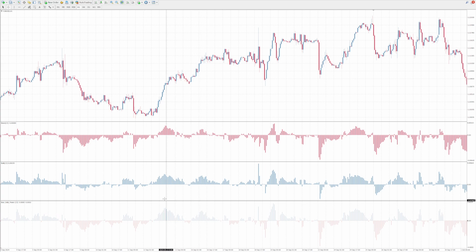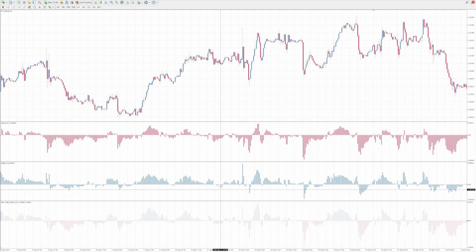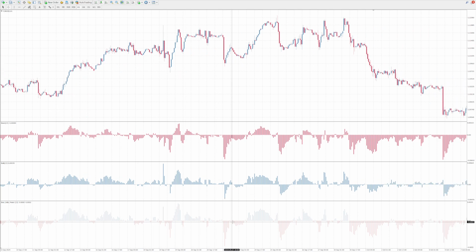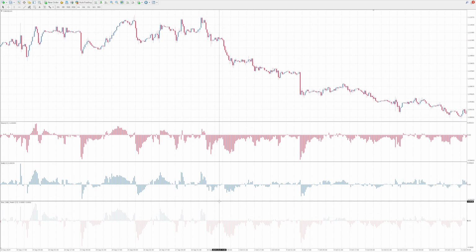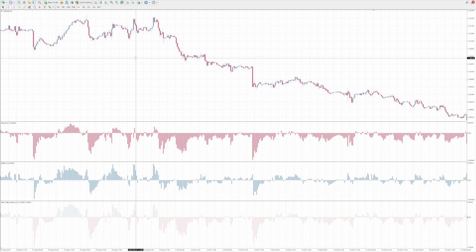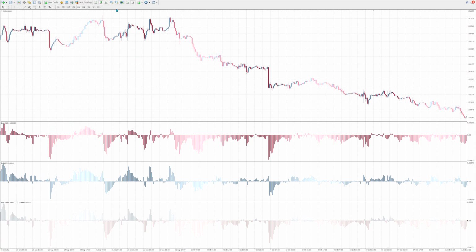And then finally, we have the bear and bulls power indicator, which is basically a combination of both. Color coded nicely, blue for bulls, red for bears. Generally speaking, you want it to be below for a bearish trend and above for a bullish trend. So that being said, how do we trade this?